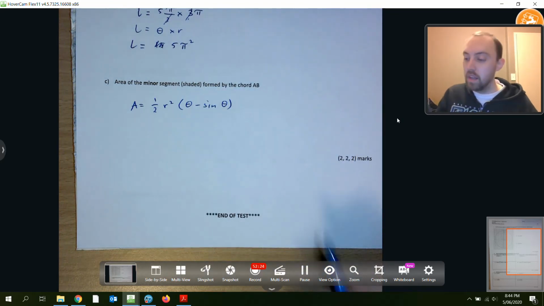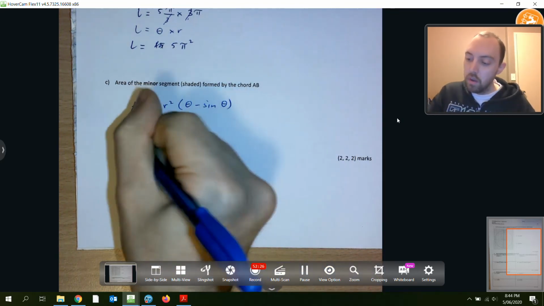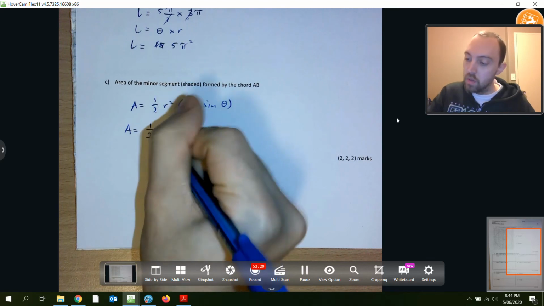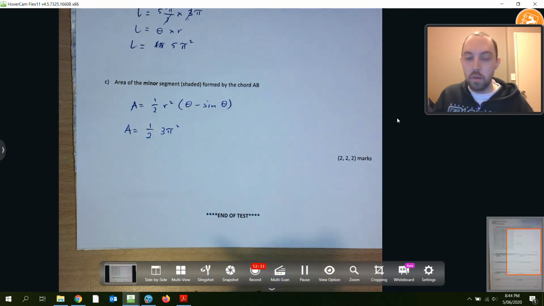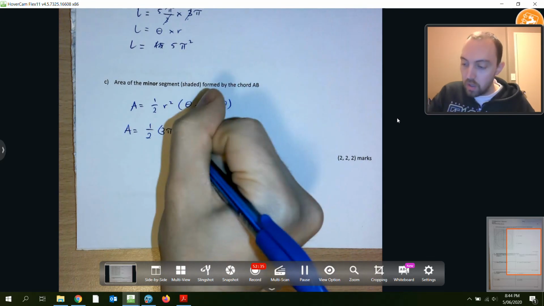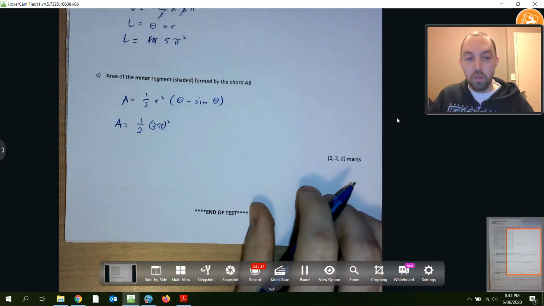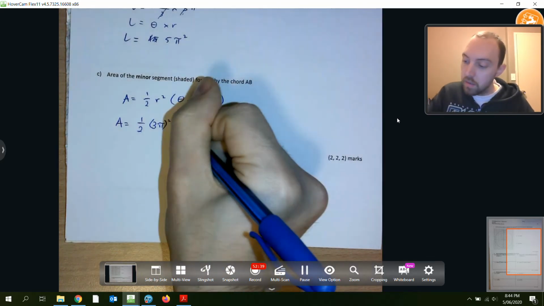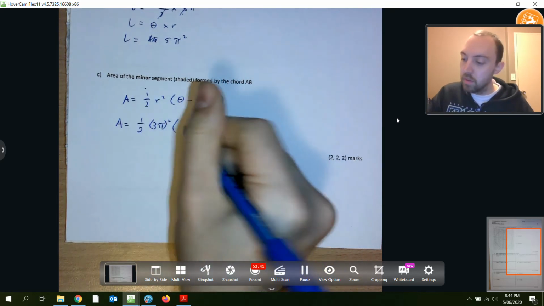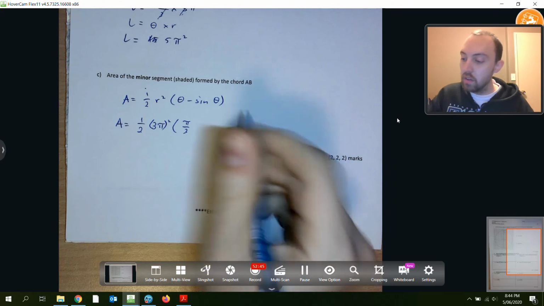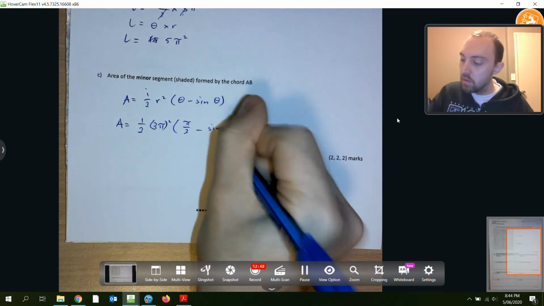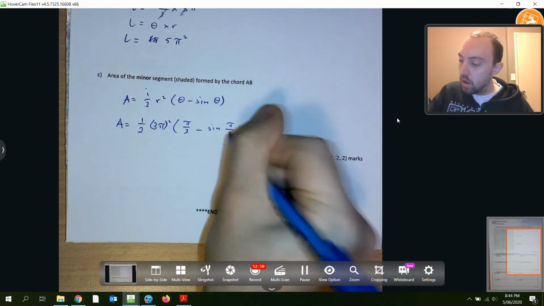Now the common mistake here was when people substituted their r in, they only squared pi. You need to multiply or square all of r here. Minor segment, so my minor angle is pi on 3, take sine of pi on 3.